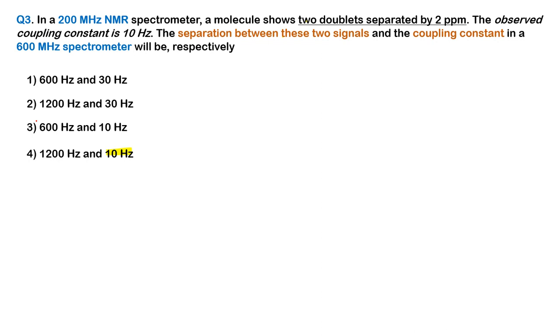In the third example, there are two things that can be easily understood, and this is one of those problems that guides us in understanding the effect of machine frequency on a coupling constant, and how to calculate the chemical shifts if we are changing the machine frequencies. So first of all, we'll read the question.